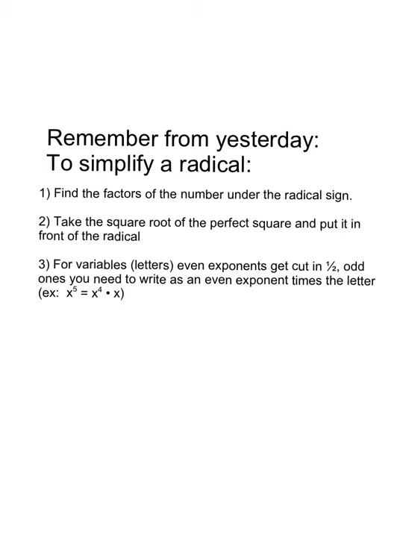To do that, we found the factors of the number under the radical sign. We took the square root of the perfect square and put it in front of the radical. And for our variables, or letters, our even exponents get cut in half. The odd ones we need to write as an even exponent times the letter.